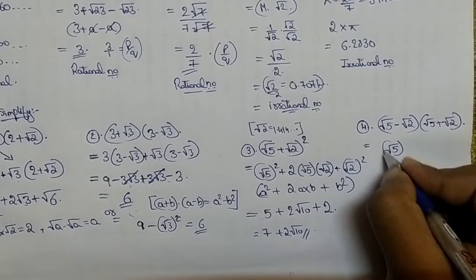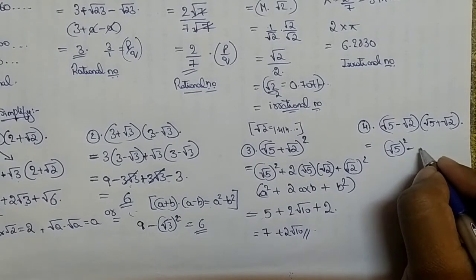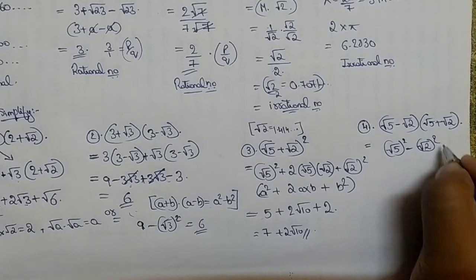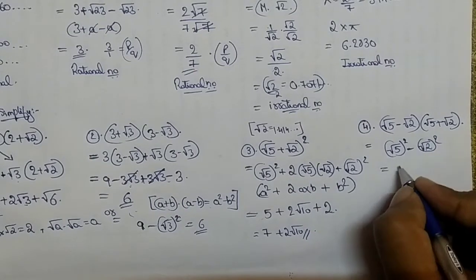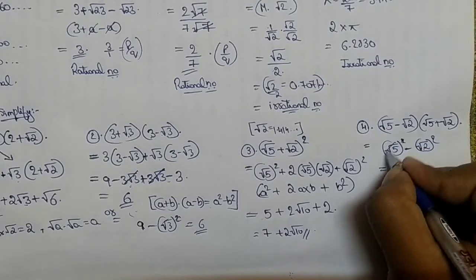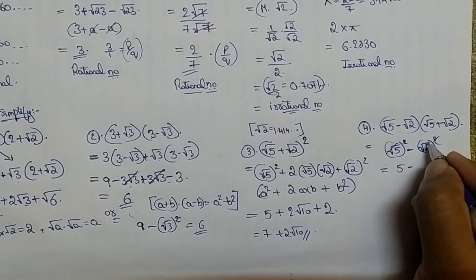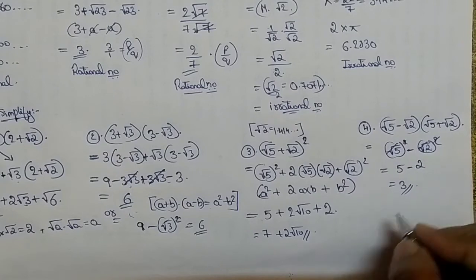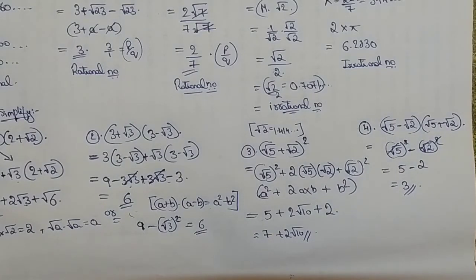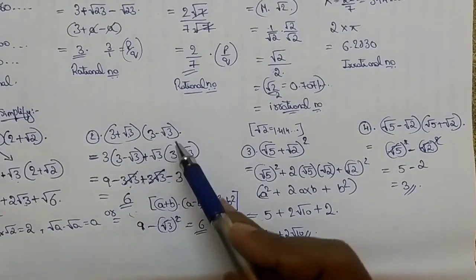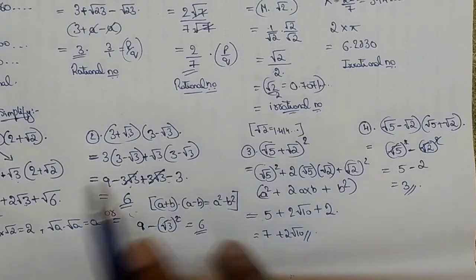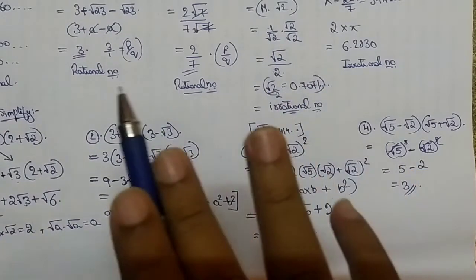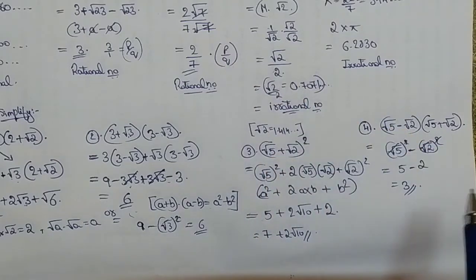A is root 5 whole square minus b is root 2 whole square. Square root cancels, going to give you 5 minus 2, which is 3. And once you try with the multiplying method, you should get the same answer. Practice is important, remember.